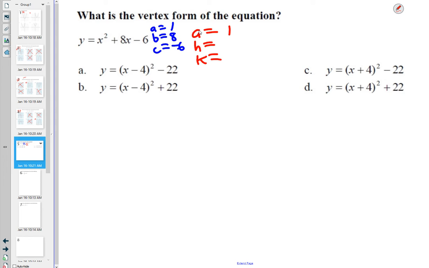How do I find H? Brian, are you watching this? I remember you having a lot of questions about this. Negative B, so if B is -8, it'd be -8 over 2 times 4. So H is -4.